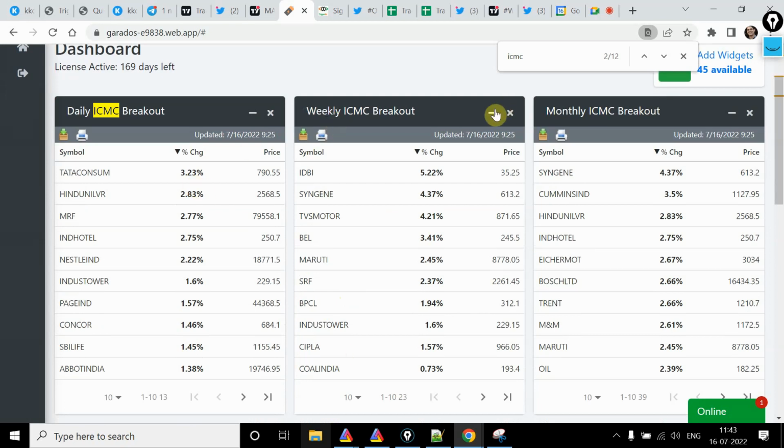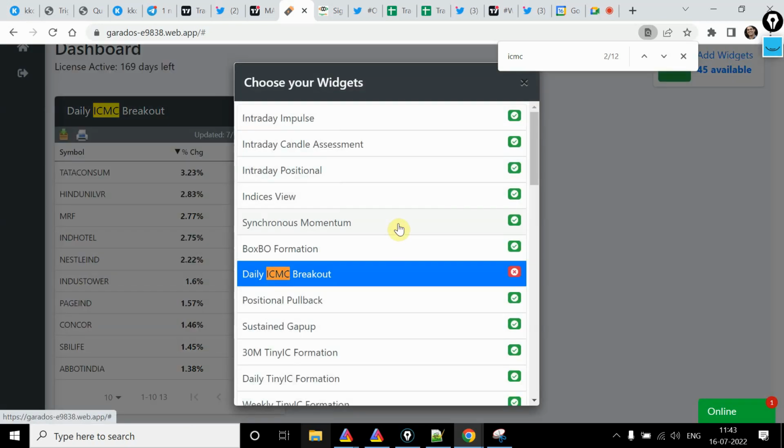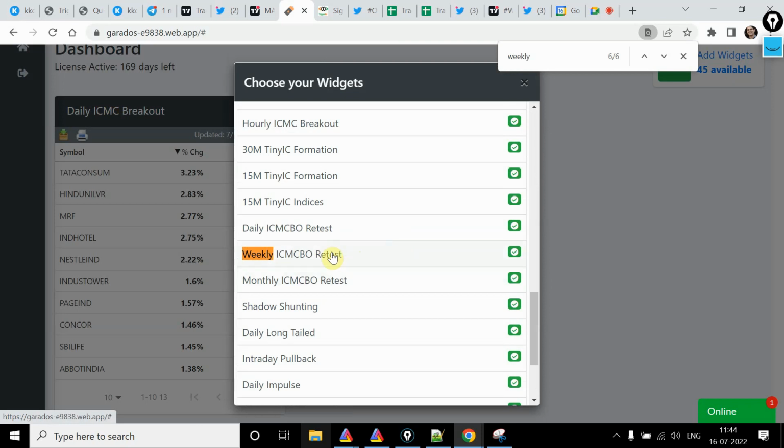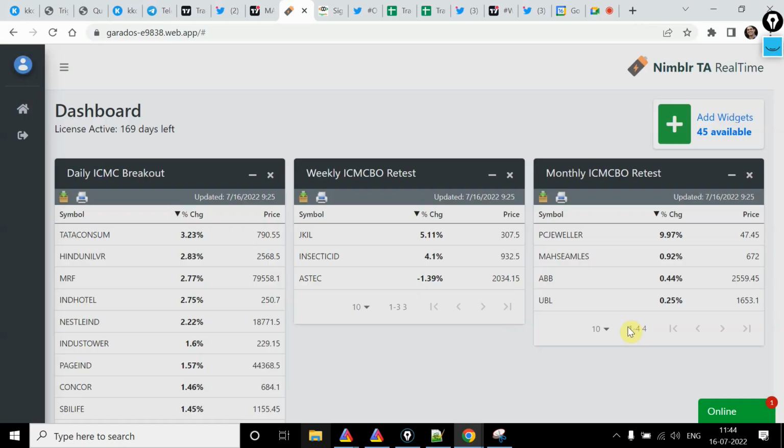It is simple. If I don't want this, I just minimize it, or delete it, cross it. Then I just go to my widget and add whatever I want to add. So the stocks that are there, is it across mid caps, small caps, everything? Yes, it is basically majorly Nifty 200 and Nifty 500.